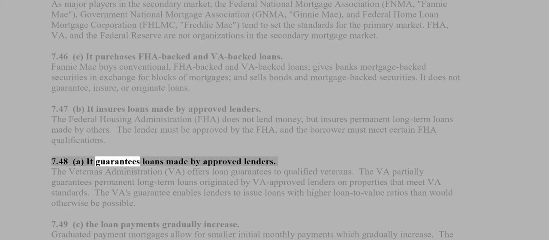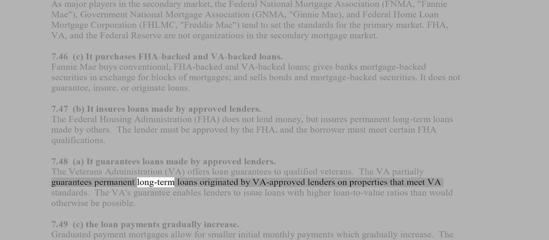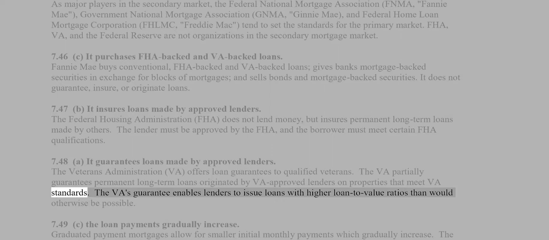7.48 A. It guarantees loans made by approved lenders. The Veterans Administration, VA, offers loan guarantees to qualified veterans. The VA partially guarantees permanent long-term loans originated by VA-approved lenders on properties that meet VA standards. The VA's guarantee enables lenders to issue loans with higher loan-to-value ratios than would otherwise be possible.